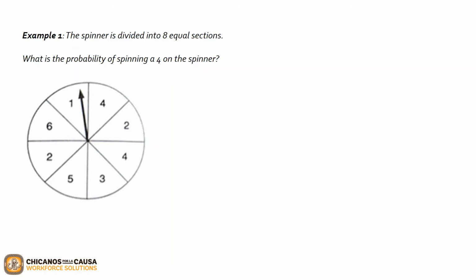Let's start this lesson by looking at our first example. Example 1. The spinner is divided into 8 equal sections. What is the probability of spinning a number 4 on the spinner?